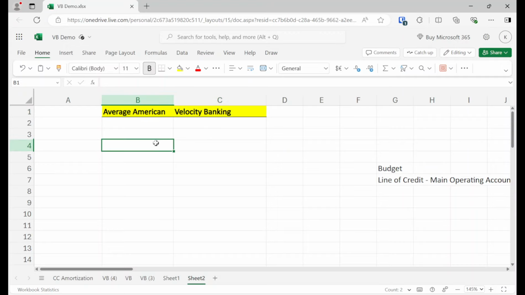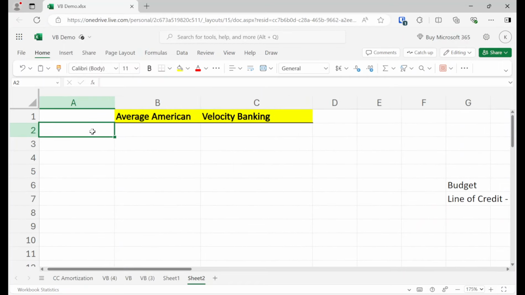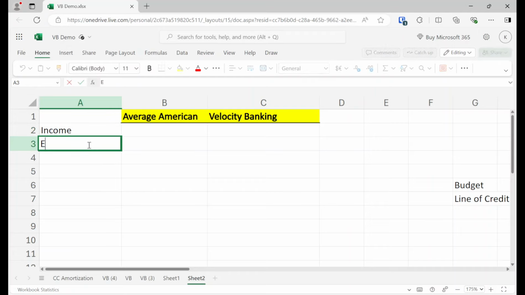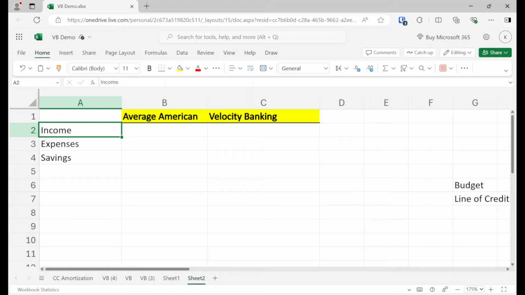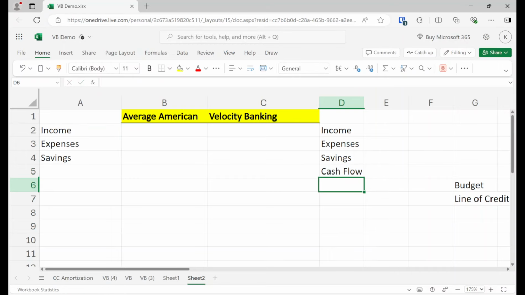If you want to make this a little bit spiffier, just use highlights and all that. It looks a little bit better and is easier to see, right? So the average American, the velocity banker, right? And then we just write the basics of a budget. You have your income, expenses, and savings, and then I guess we could write this a little differently, with savings and cash flow, because for the average American, their savings technically is their cash flow, whereas for someone doing velocity banking, savings is always going to be zero, and cash flow would typically be what's considered the savings number initially, right?